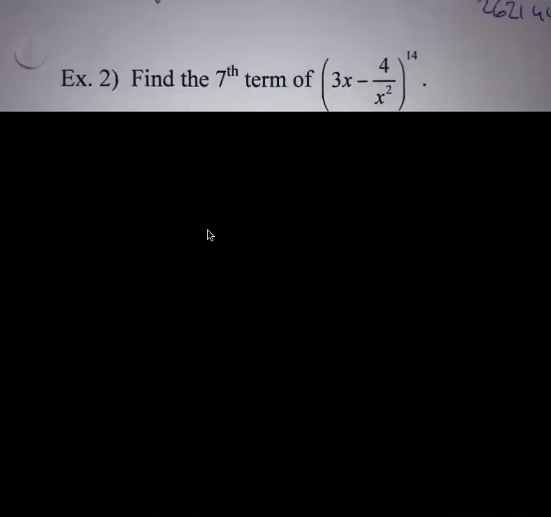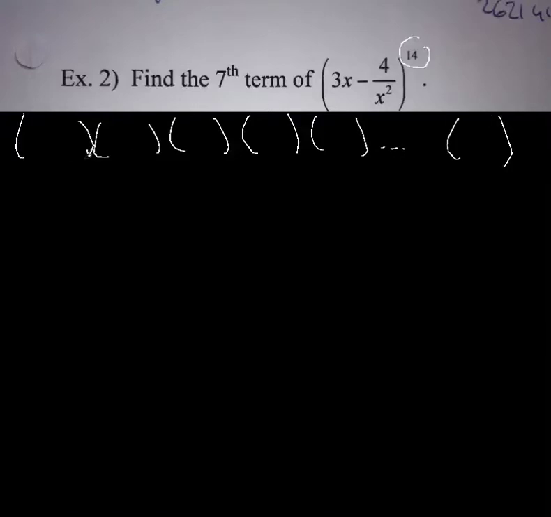Alright, so for this one here, you want to find the seventh term. So first of all, you have to figure out how to find the first term, the second term, the third term, the fourth term, and so forth. In this combination, if we were to expand this the long way, all the way down to the 14th, because we have the power of 14.